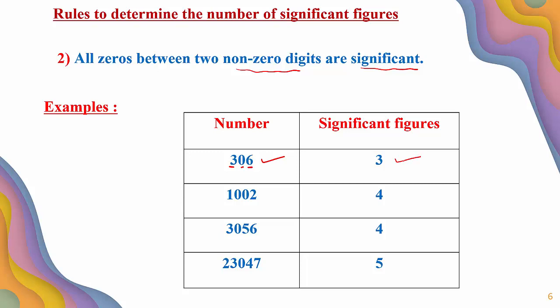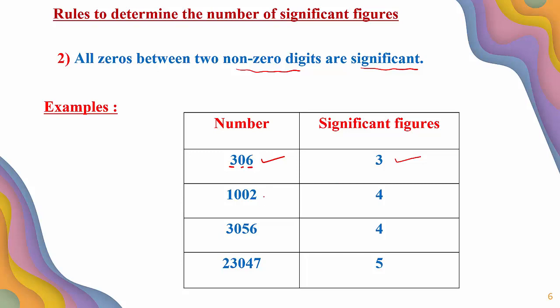If the zeros lie between two non-zero digits, if the first and the last numbers are non-zero digits and in between 0 occurs, then we can consider it as significant figures.